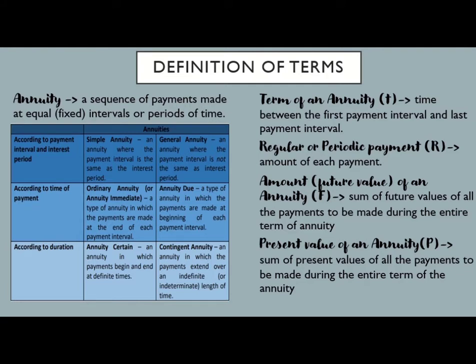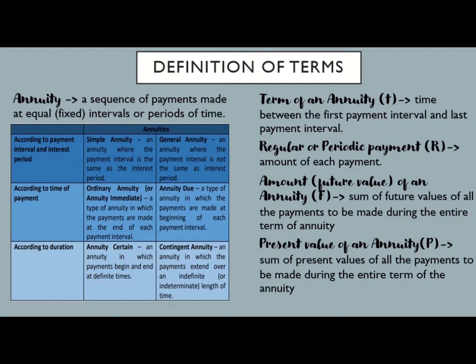Then general annuity, it is the annuity where the payment interval is not the same as interest period. So for example, yung payment interval na meron ka is every month, pero yung interest rate na nadadagdag doon, halimbawa, is per year. Hindi sila pareho nung interval.